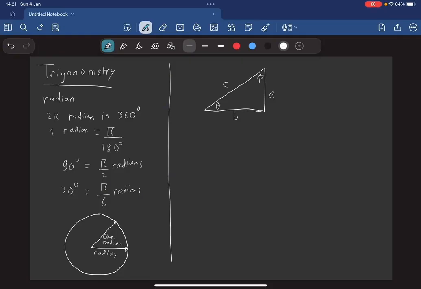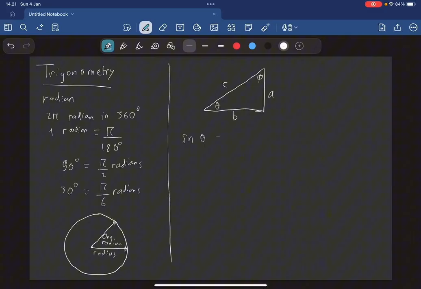We define the functions sine, cosine, and tangent as ratios of the various sides according to the following relationships. Sine theta equals A per C, cosine theta equals B per C, and tangent theta is equal to A per B, or equals sine theta divided by cosine theta.